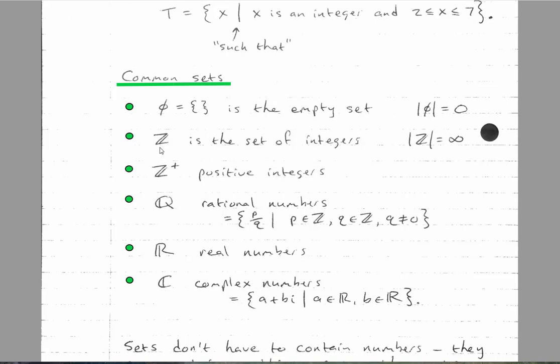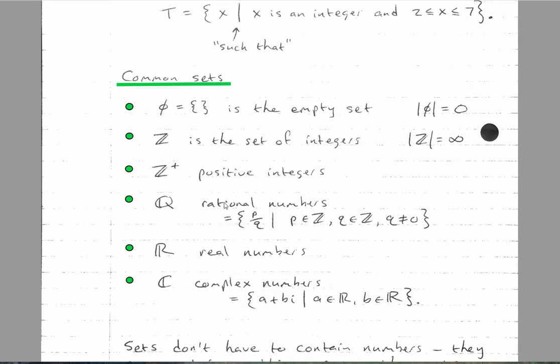Here's a bigger set, Z, capital Z or a bold Z means the set of all integers. Okay, so all the positive and negative integers and 0. And that's certainly an infinite set. Why is it called Z? Zahlen is the German for integers, so it's from the German. Z plus, that usually means the positive integers, so 1, 2, 3, 4, and so on.